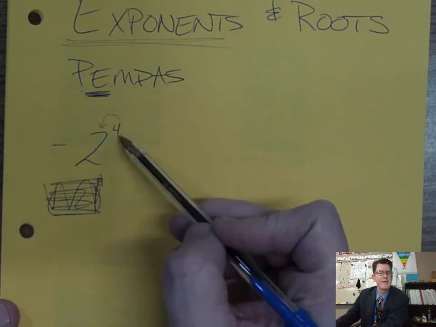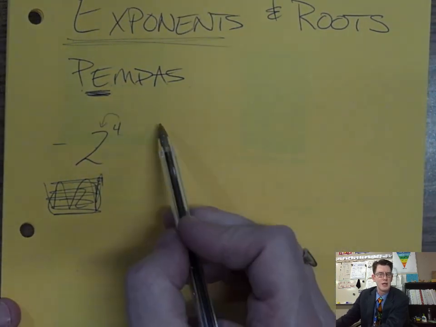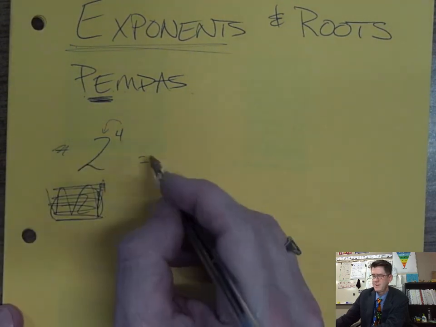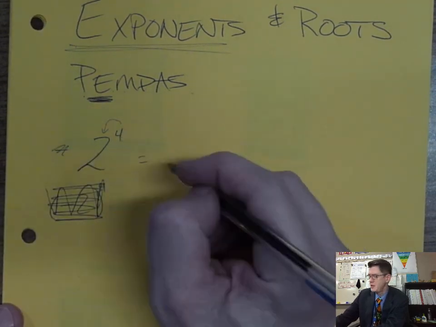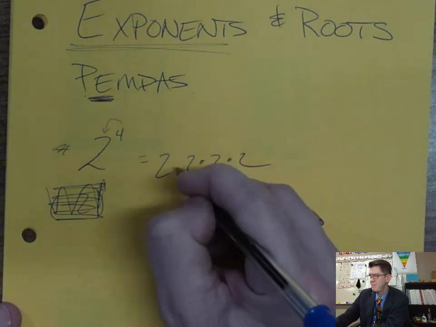Well, what is this number? Don't think of it as a number. It's instructions. This exponent tells you what to do. What it means is you take 4 of these, 2, 2, 2, 2, and multiply them together.